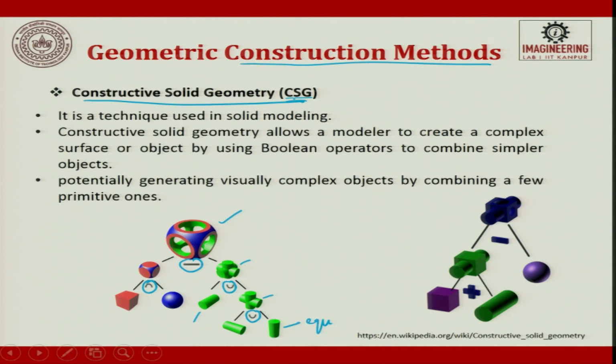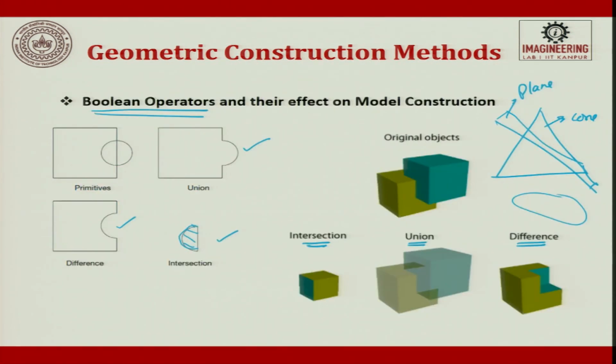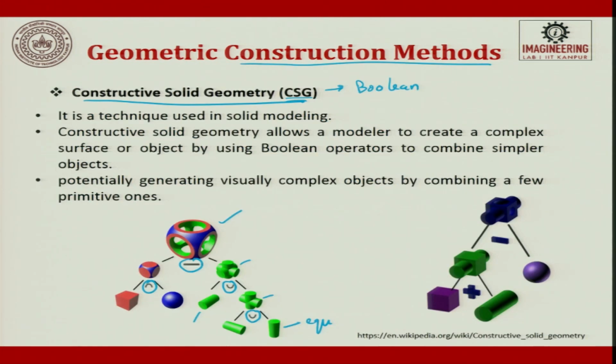So, constructive solid geometry follows Boolean operation, what we have discussed earlier. Here solids are taken and these solids are removed, so that you try to get the result. Whatever we have studied in the previous case, that is an extension, and that extension leads to constructive solid geometry.